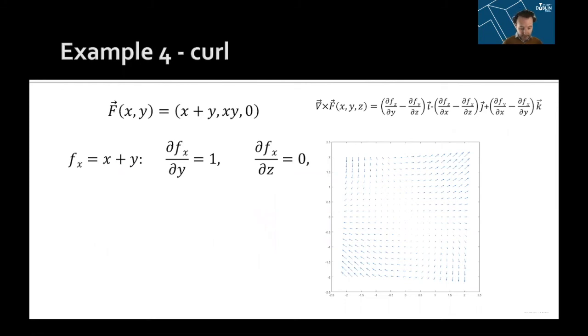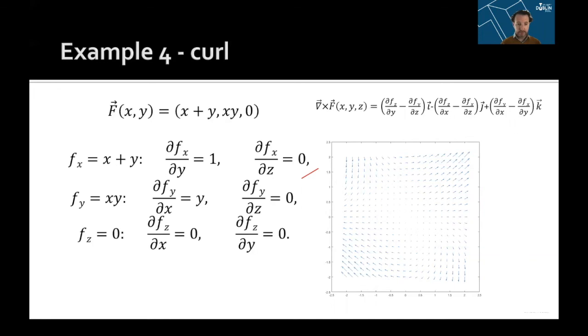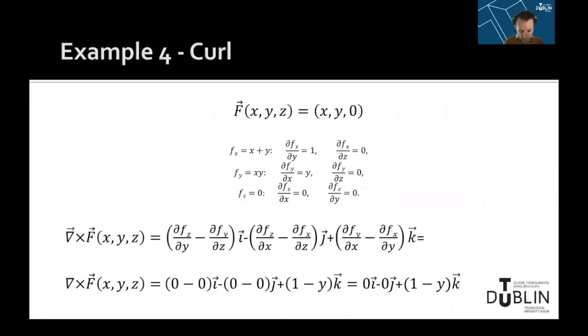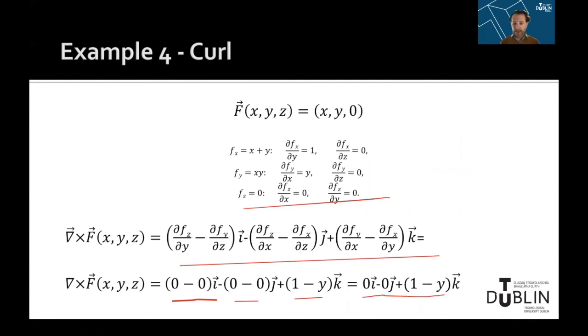So the first point, the f part is xy. Derivative of that with respect to x is 1. Derivative of that with respect to y, z is 0. The y is xy. Derivative of xy with respect to x is y. Derivative of xy with respect to z is 0, because there's no z. And the z component is all 0 as before. So we've done our calculations. We have our formula, and we just put the values in. And what we have is a vector that is not i, not j, and 1 minus y k.